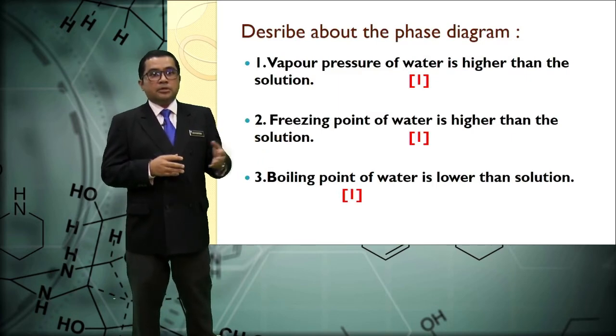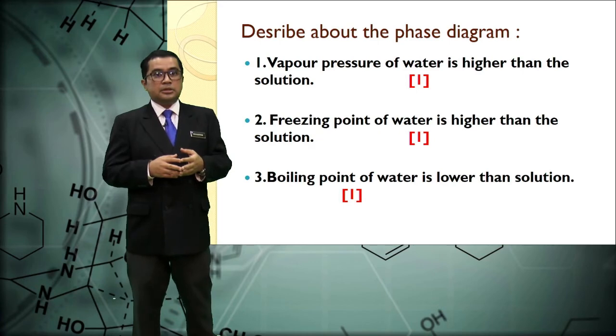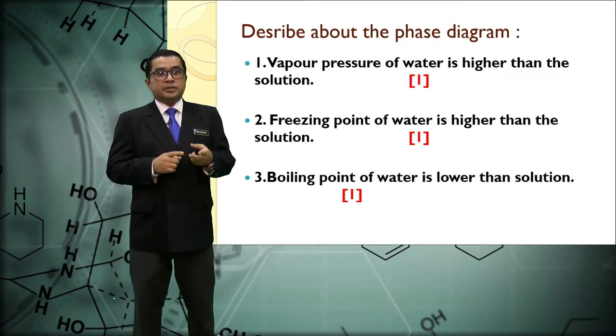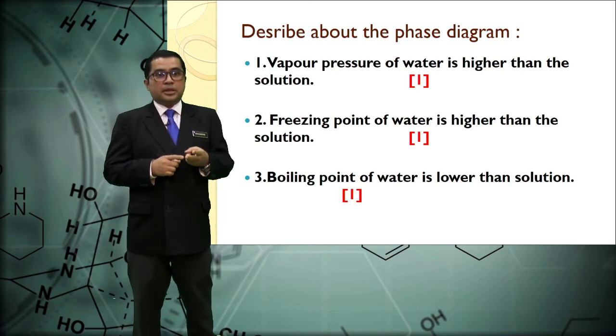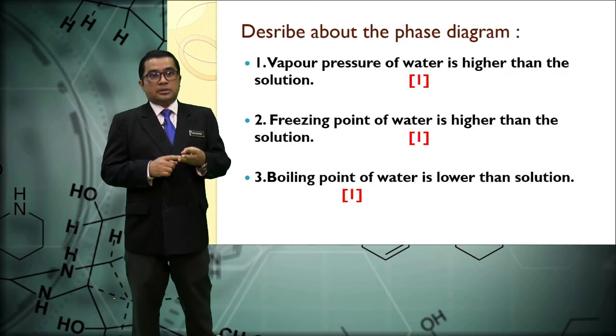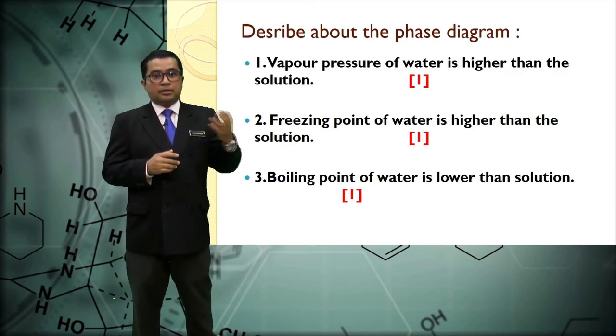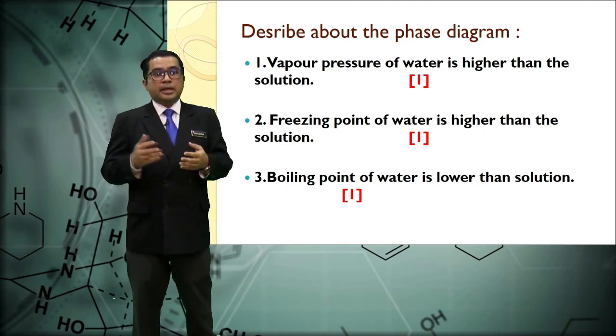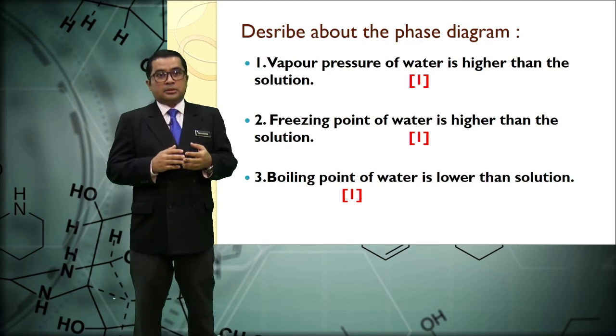Okay, from your diagram, you have to describe your phase diagram that you just drew. You have to compare the differences in the vapor pressure, the differences in freezing point, and the differences in terms of boiling point. You can compare either by looking at the water, or by looking at the solution. I'll give you an example of the answer.